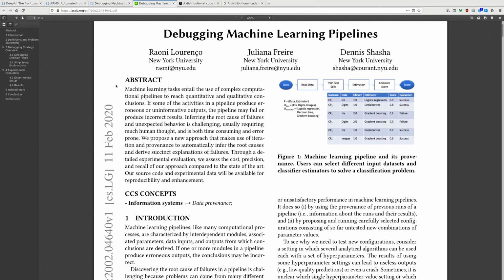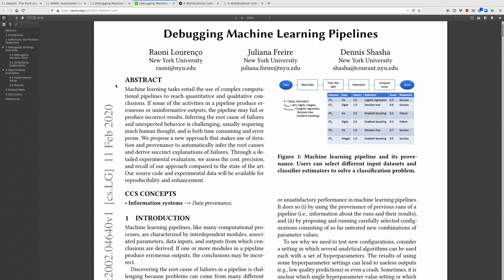Abstract is following. Machine learning tasks entail use of complex computational pipelines to reach qualitative and quantitative conclusions. If some of the activities in the pipeline produce erroneous or uninformative outputs, the pipeline may fail or produce incorrect results. Inferring root cause of failures and unexpected behavior is challenging, usually requiring more human thought, and is both time-consuming and error-prone. We propose a new approach that makes use of iteration and provenance to automatically infer the root causes and derive succinct explanations of failures.